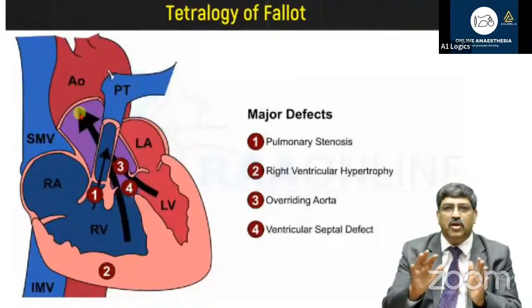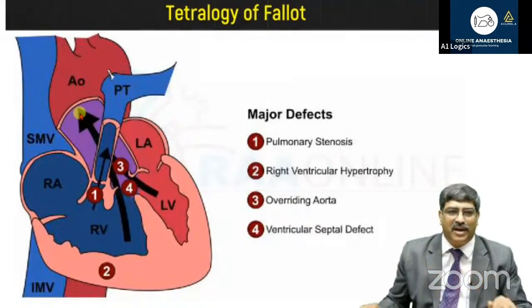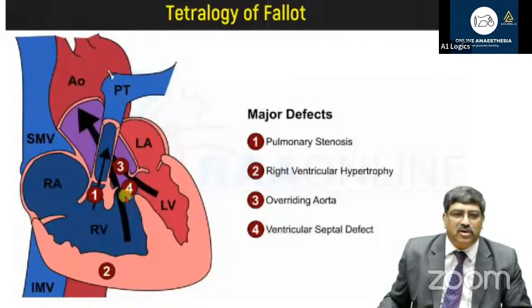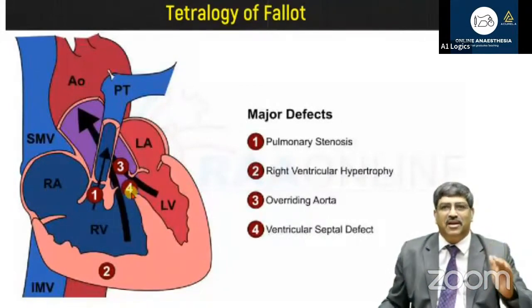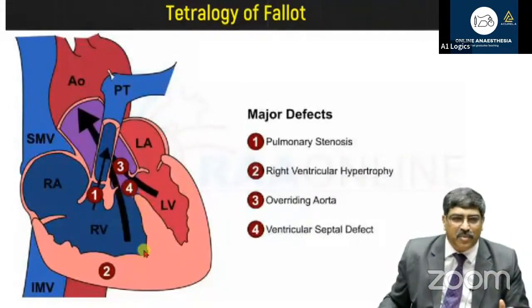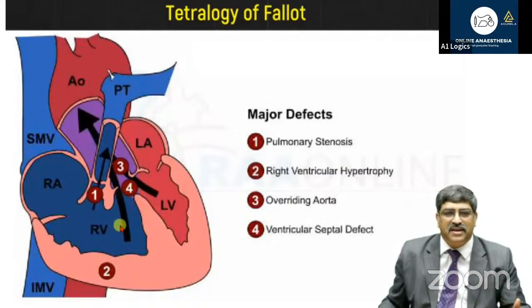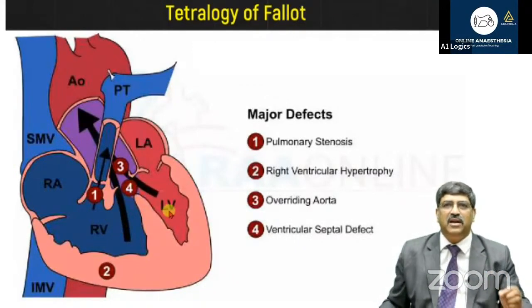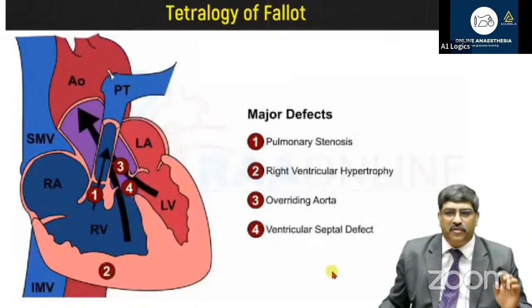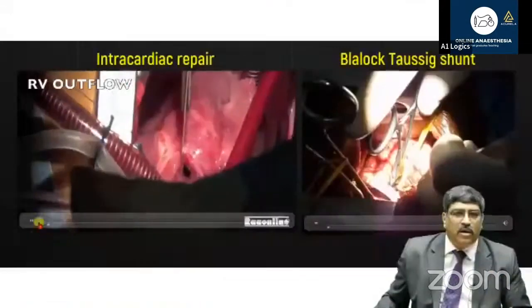Normally there is going to be more than 40% overriding of aorta. And the fourth component is the ventricular septal defect. Your right ventricular pressure is going to be high and the blood from the right ventricle goes via the ventricular septal defect into the left ventricle. Basically, it is a right to left shunt which causes cyanosis. These are the 4 components of the tetralogy of Fallot.